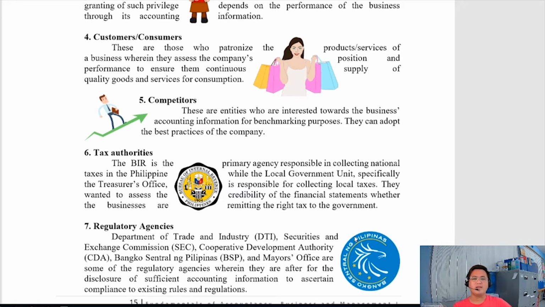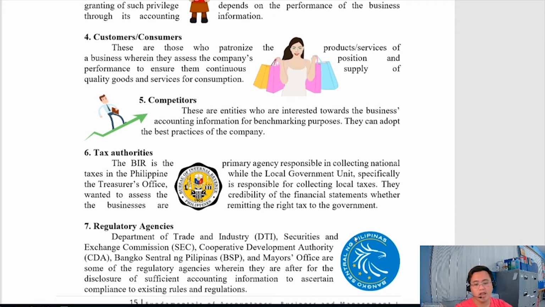So competitors, because these big companies are actually publicly listed, meaning to say that their financial statements are available to the public because they are publicly listed companies. So, of course, the competitors would take the advantage to ask or to view their accounting information and the financial statements, primarily for benchmarking purposes, right? So they can adapt the best practices of the company as well. Next, tax authorities. Our tax authorities, say for example, BIR. The BIR is the primary agency responsible in collecting national taxes in the Philippines.